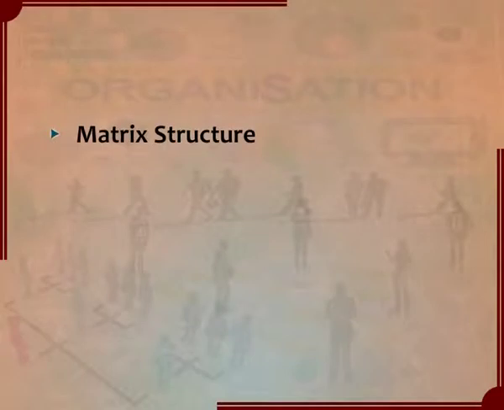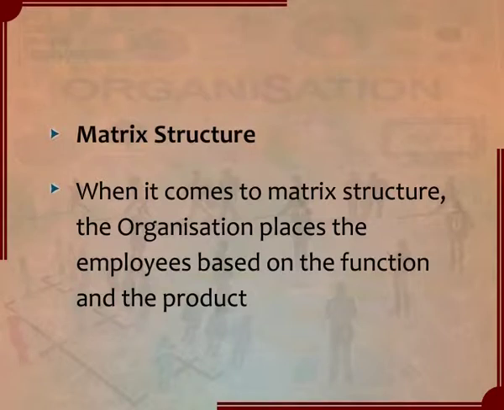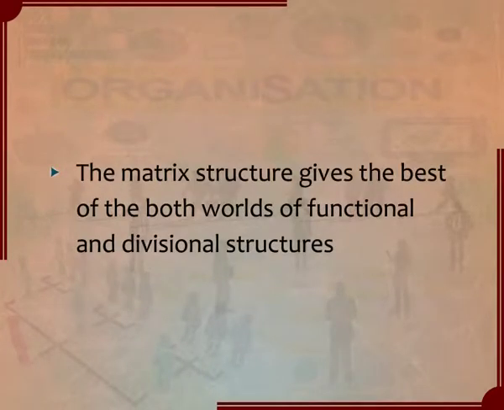Next is matrix structure. When it comes to matrix structure, the organization places the employees based on the function and the product. The matrix structure gives the best of both worlds of functional and divisional structures. In this type of organization, the company uses teams to complete tasks. The teams are formed based on the functions they belong to, for example, software engineers, and the product they are involved in. An example is project A. This way, there are many teams in the organization such as software engineers of project A, software engineers of project B, QA engineers of project A, etc.